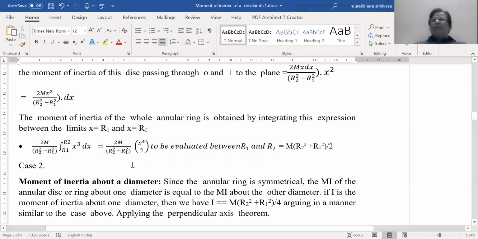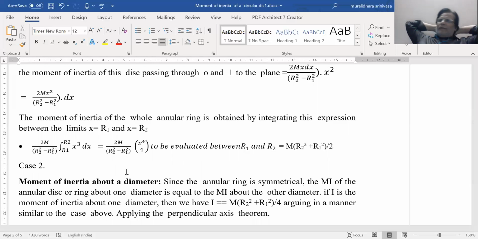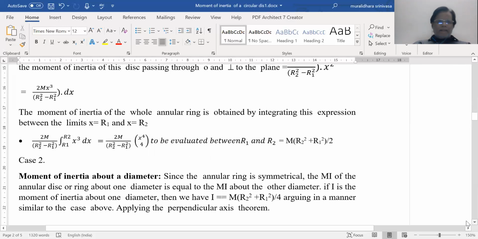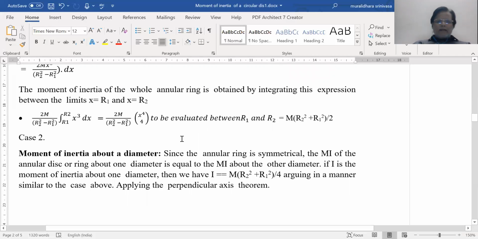Please recall that a plus b into a minus b is a square minus b square. So a square plus b square into a square minus b square should be a to the power of 4 minus b to the power of 4. Therefore, what remains in the numerator is m into R2 square plus R1 square by 2. This 2 is here along with m, and x by 4 is there. Ultimately, M into R2 square plus R1 square by 2 is the moment of inertia of the annular ring.